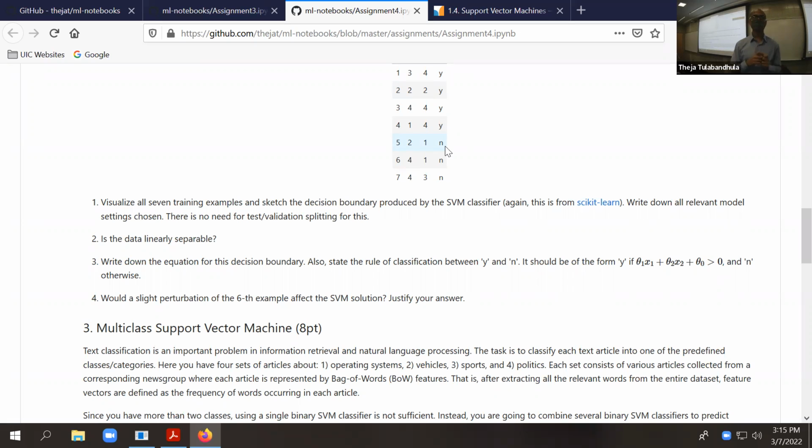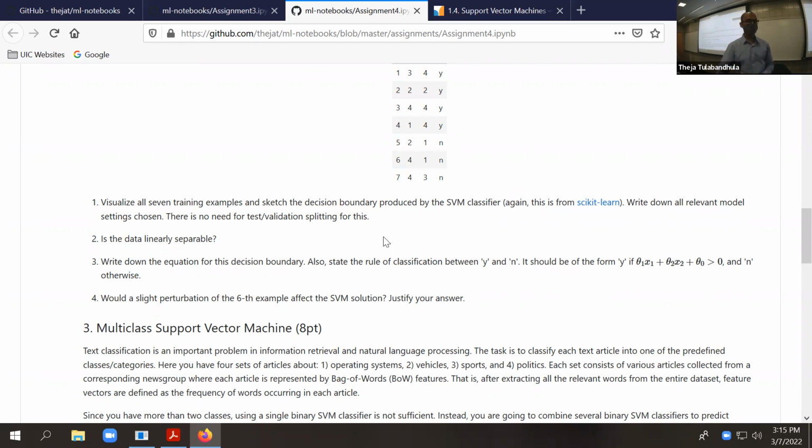Or in 2 dimensions it's going to be a line. It's a hyperplane, or a plane in 3 dimensions, and so it will have its own equation, with coefficients like theta naught, theta 1, theta 2. You just need to figure that out for this data. You can actually do it manually, but I would suggest using the scikit-learn documentation page to guide you in answering these questions.